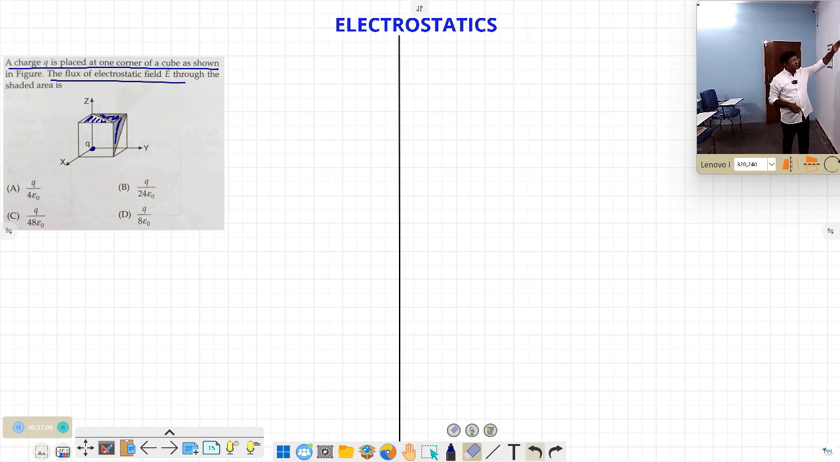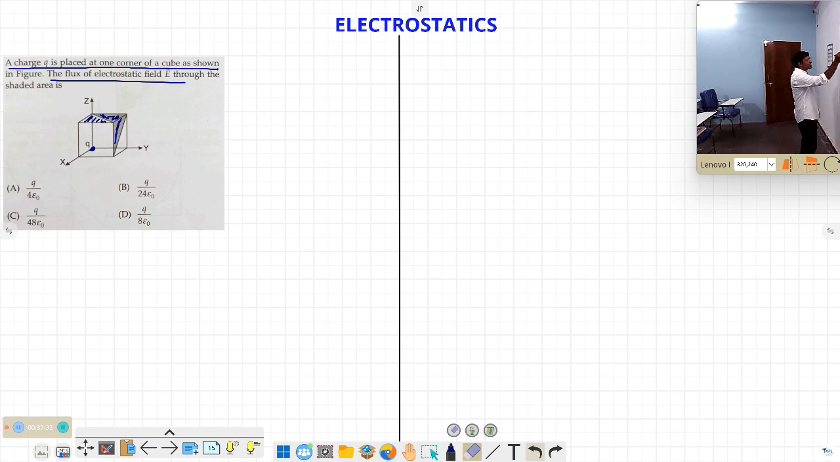In this case, half of the top part and half of the side part of the cube is shaded. I can cut this shaded part and place it next to the other shaded part. It becomes one full face of the cube. So what is the flux across one face of the cube? If we calculate that, that is the answer to the question.